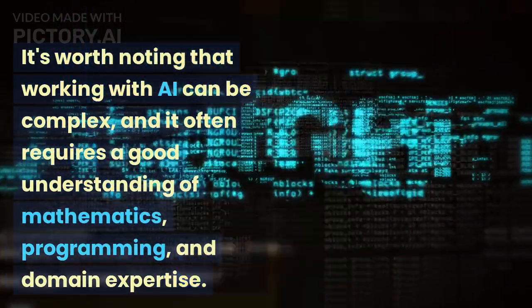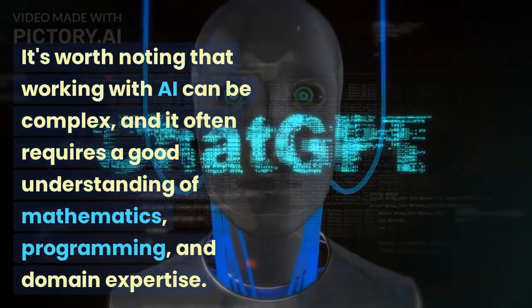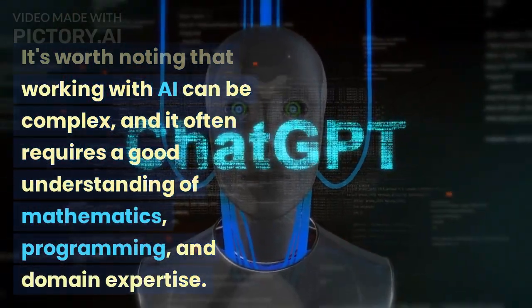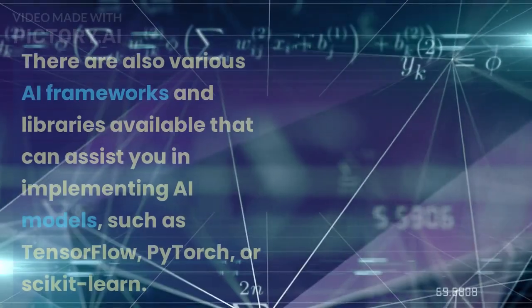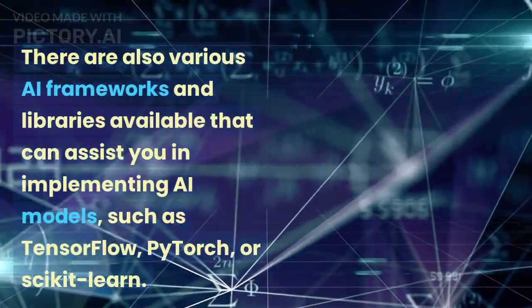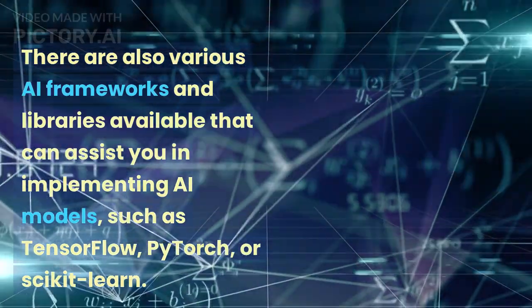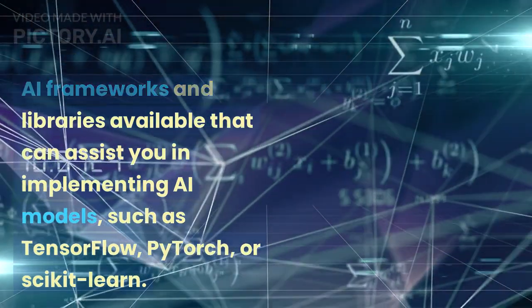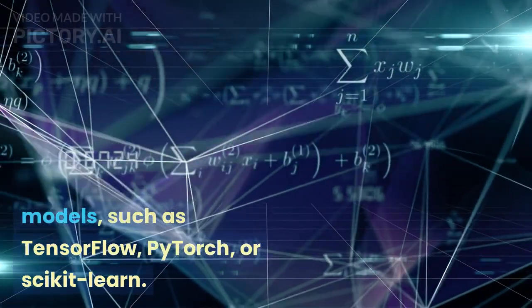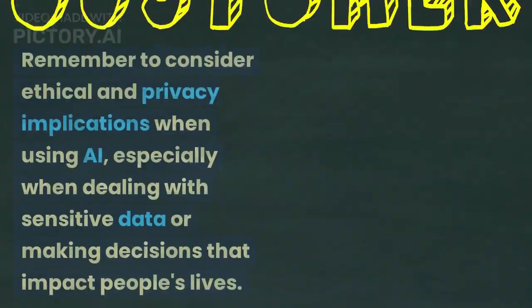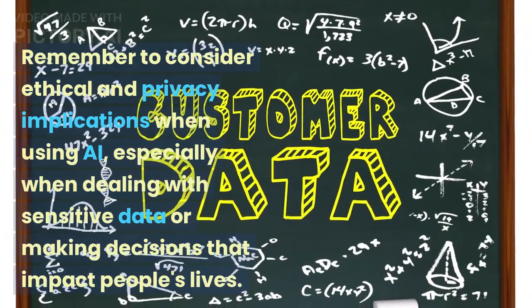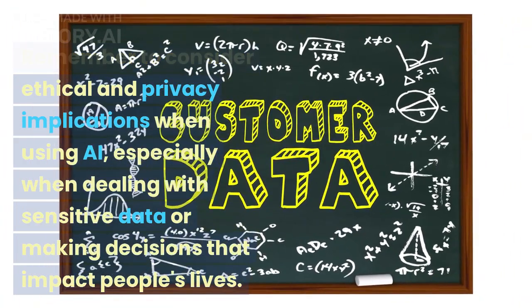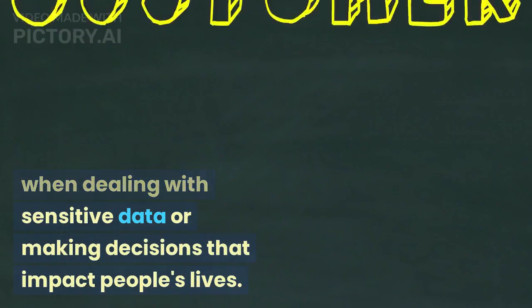It's worth noting that working with AI can be complex, and it often requires a good understanding of mathematics, programming, and domain expertise. There are also various AI frameworks and libraries available that can assist you in implementing AI models, such as TensorFlow, PyTorch, or Scikit-learn. Remember to consider ethical and privacy implications when using AI, especially when dealing with sensitive data or making decisions that impact people's lives.